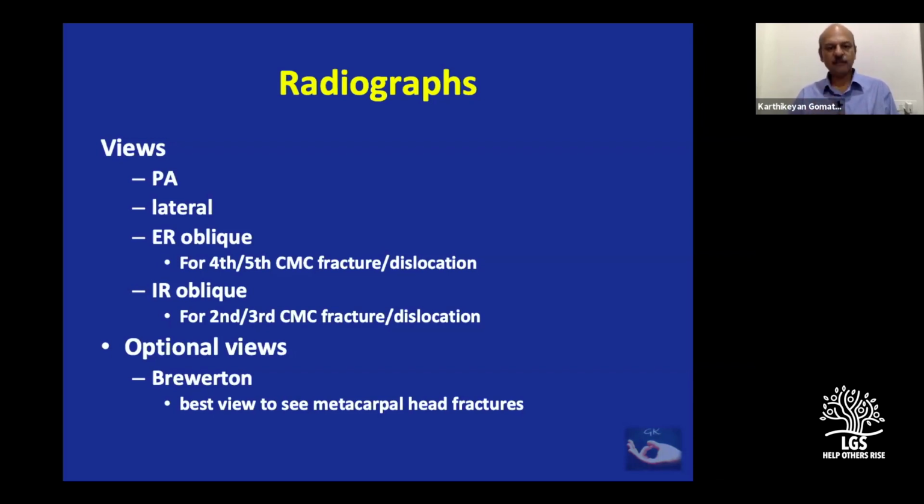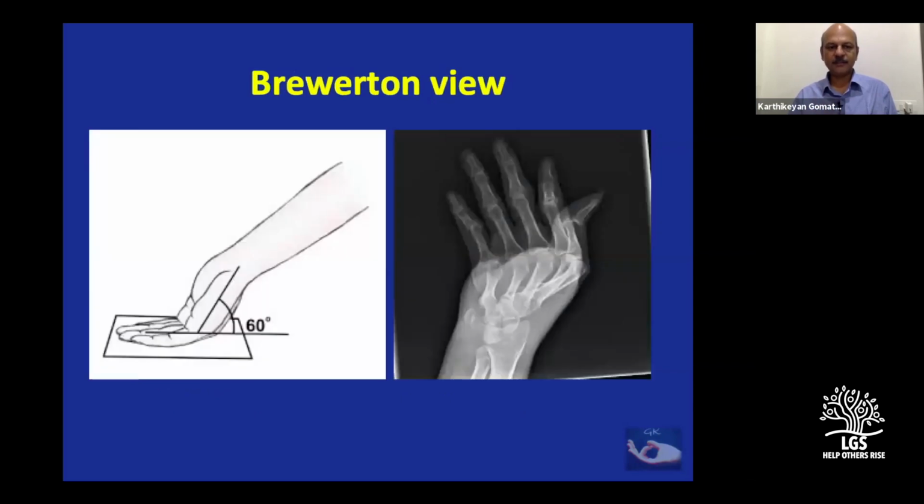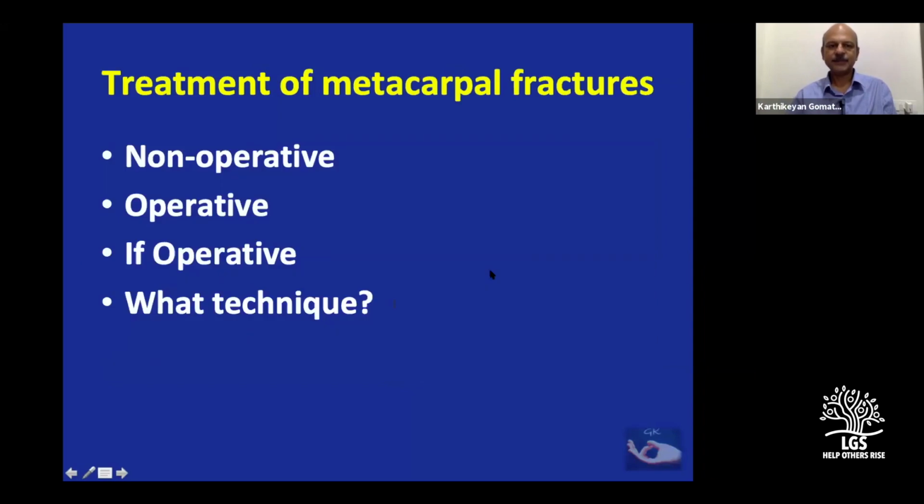There is an optional view, that is when you want to see the metacarpal head fractures more clearly. In a usual PA view or lateral view, there is an overlap of the shadows, so you cannot make it out clearly. The Brewerton view is the best view to see metacarpal head fractures. This is how it is taken. The hand is kept on the plate like this, and the film is focused like that, and you get a good visualization of the metacarpal heads.